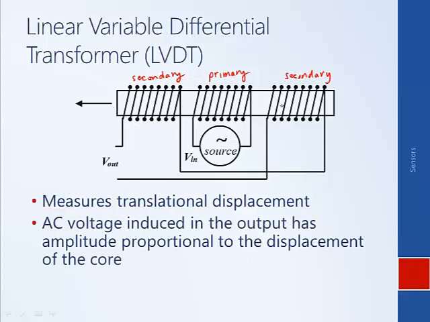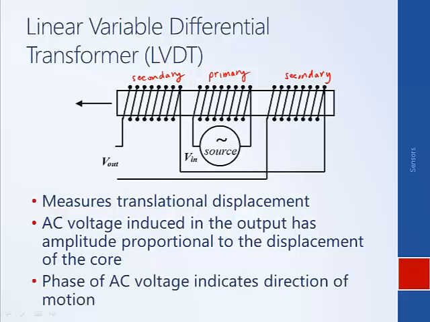As this metal rod, of some sort of ferrous material in the core moves, is displaced, it affects the way that current is induced in these two secondary coils. In particular, the amplitude of the output voltage is proportional to the position of this core, and that gives a means for detecting displacement. Furthermore, the phase of the output voltage changes direction whether the core is moving one direction or the other direction.